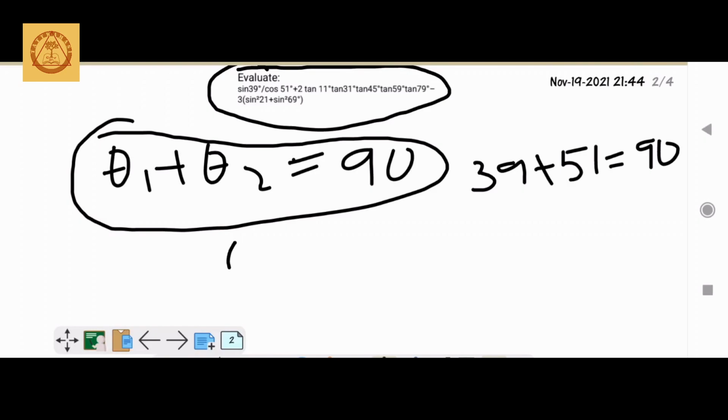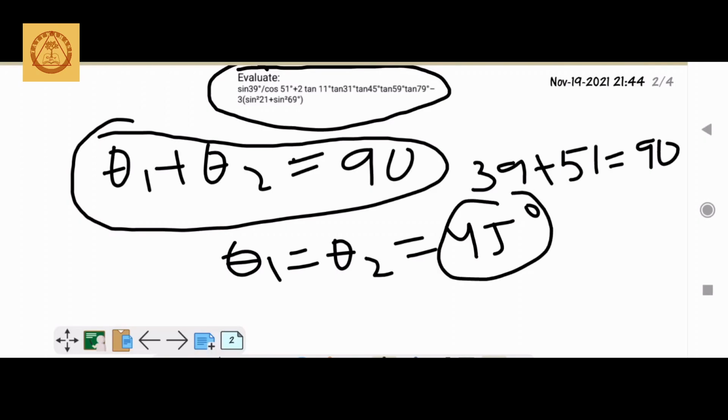We will put theta 1 equal to theta 2 equal to 45 degrees. In each and every place we need to put 45 degrees. Let us put it here: sine 39 and cos 51. When we add 39 with 51 it comes to 90, so we can put it here.